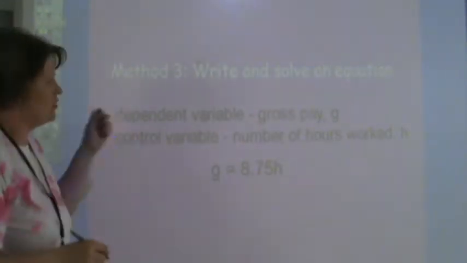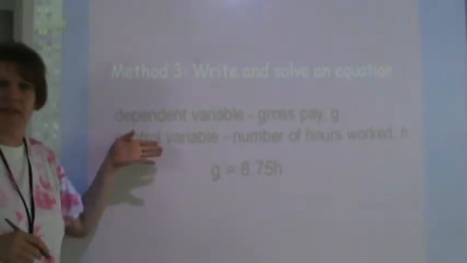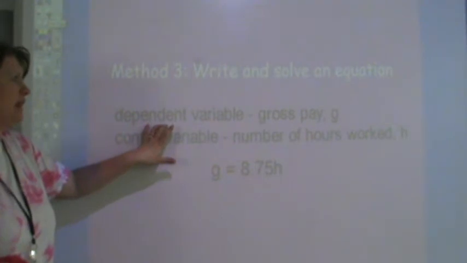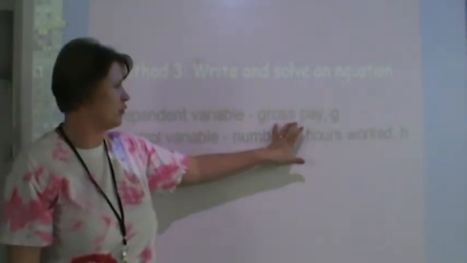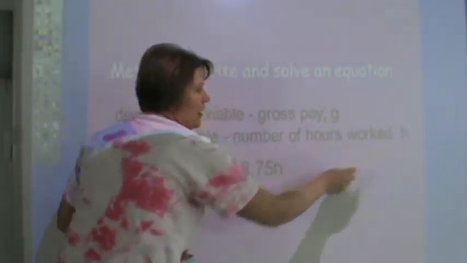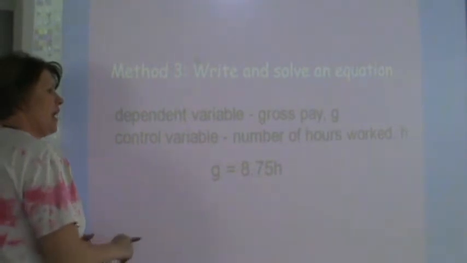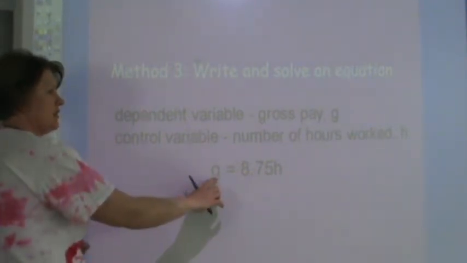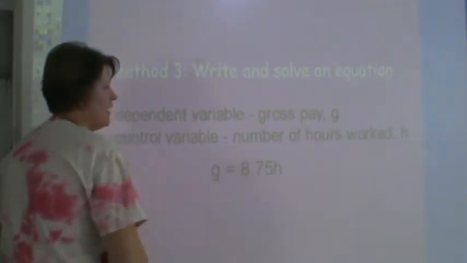Our third way is to write an equation. Like we did in the last chapter, you're going to identify your dependent variable. In this case, that's your gross pay. I called that G. We have the control variable, which would be the number of hours you work, and I called that H. Then I wrote my equation: G equals 8.75H.